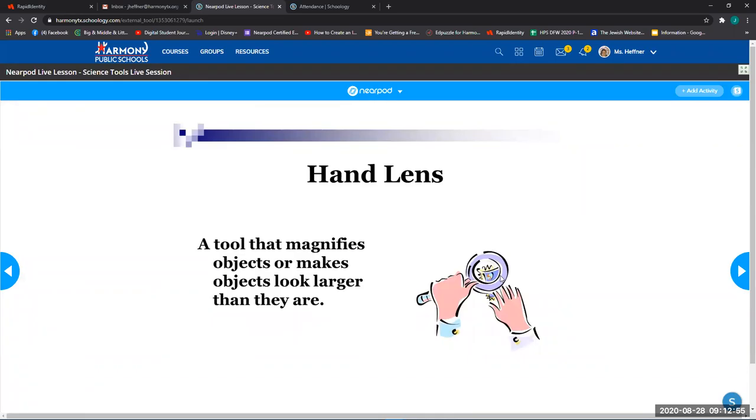If we were doing hands-on, we would be using a hand lens, and some of your virtual labs may have the hand lens option where you click on it and you hover over something and it makes it bigger. A hand lens, I'm sure you might have used one already in elementary school. It makes things a little bit larger so that you can see more details.